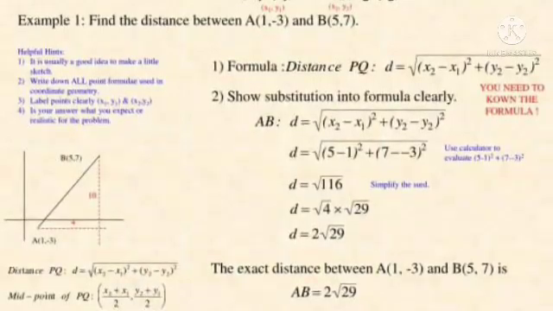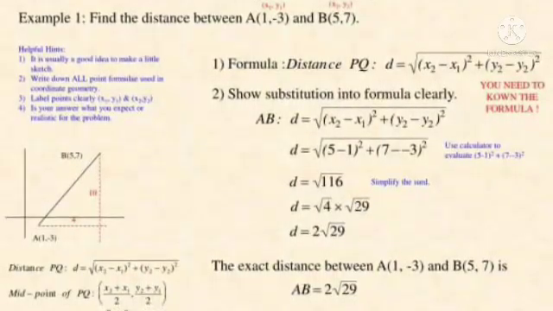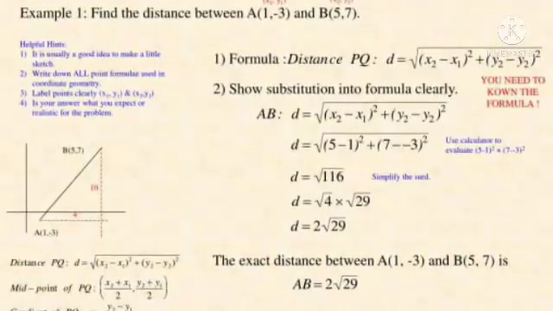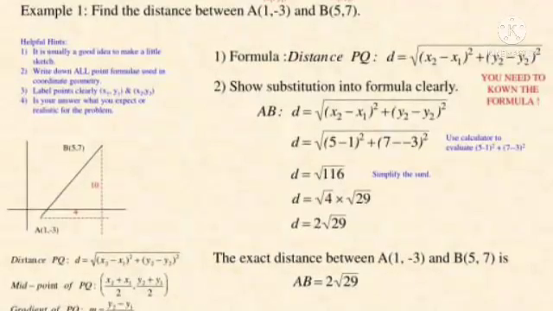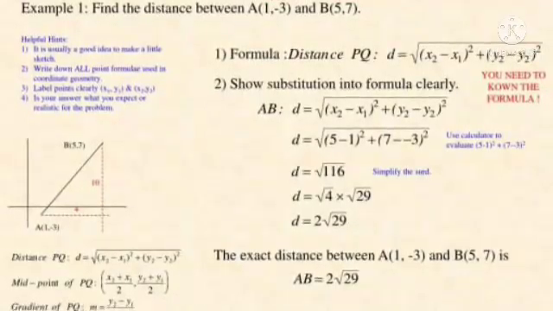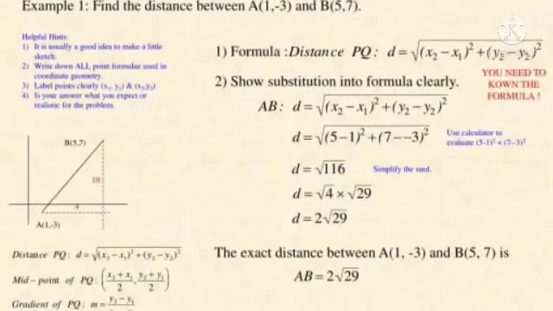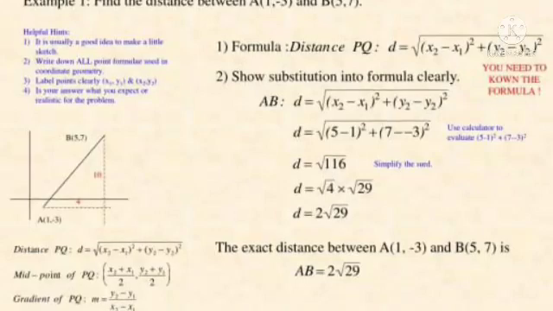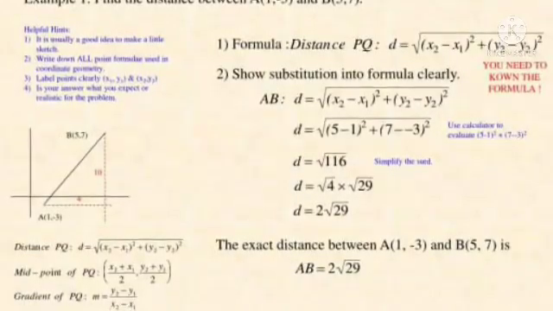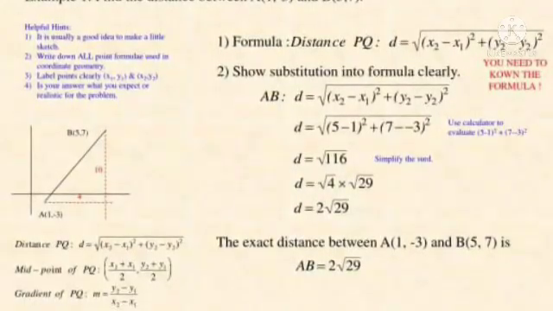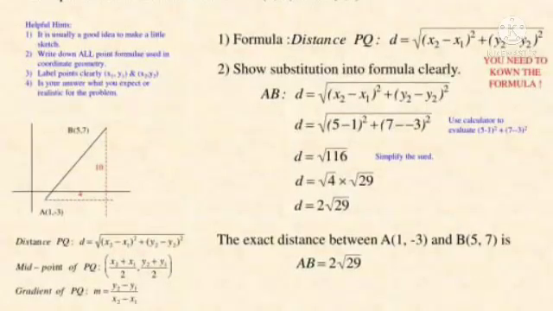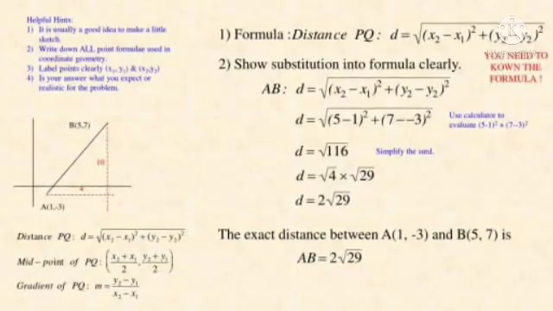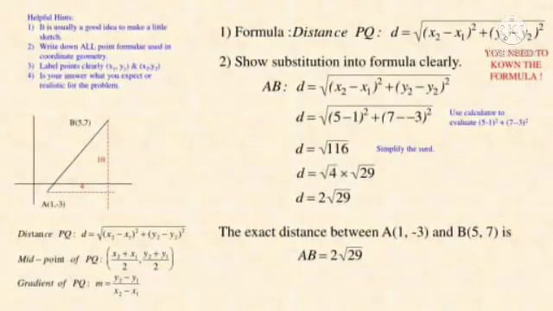Substitute the values in the formula, then we get D is equal to the square root of (5 minus 1) the whole square plus (7 minus of minus 3) the whole square. D is equal to root 116. D is equal to root 4 multiplied by root 29, which is equal to 2 root 29. The exact distance between A (1, minus 3) and B (5, 7) is AB equal to 2 square root 29.